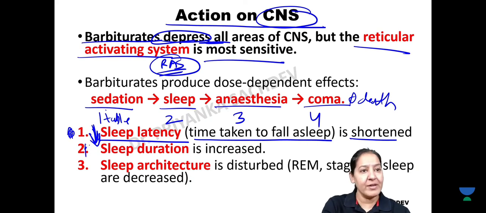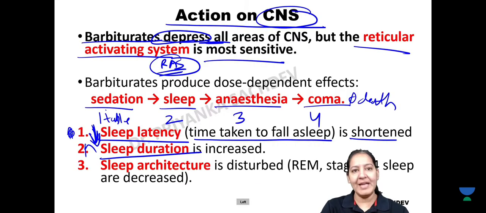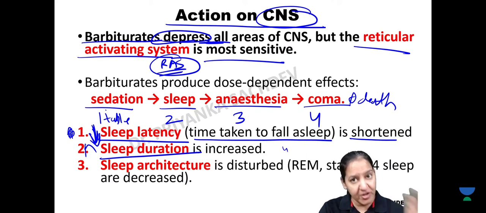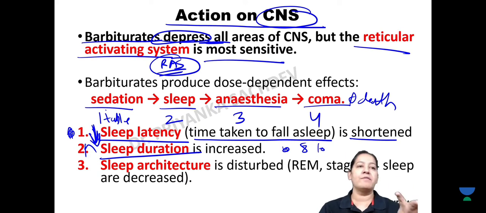It is increasing the duration of the sleep, right? Normally the person is sleeping for 4 hours, 3 hours, 2 hours. If he takes a tablet of barbiturate, he can sleep for 8 hours, 9 hours, 10 hours, right? So the duration of the sleep is increased, right?